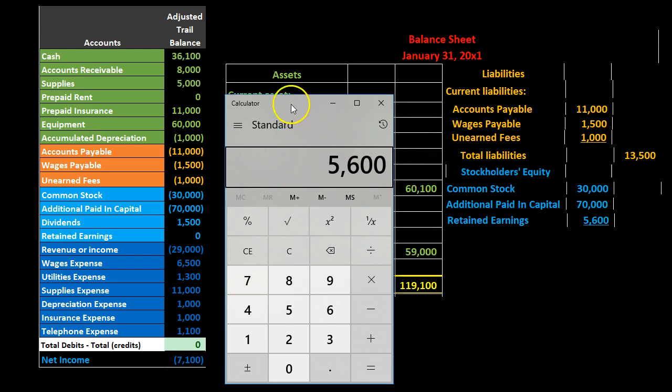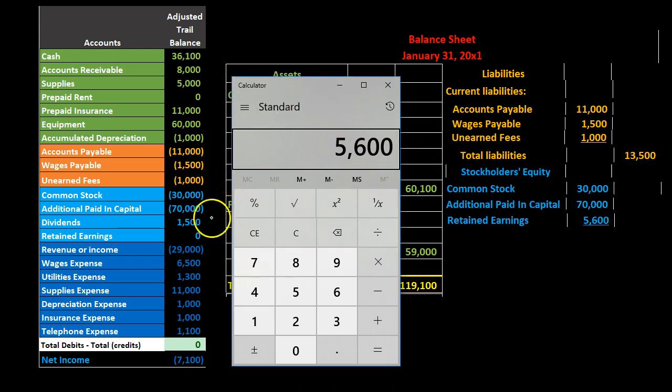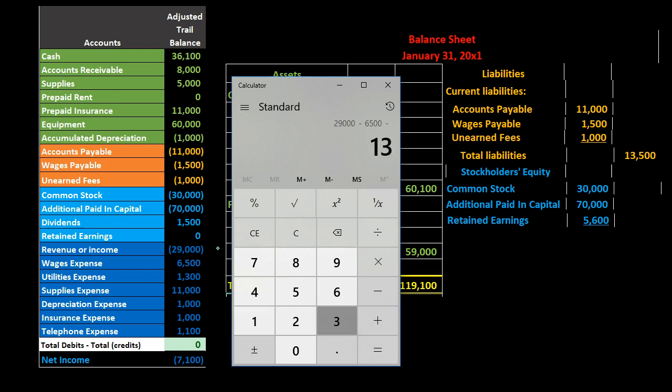So if you didn't have as nicely formatted a trial balance that didn't calculate net income for us, then you'd have to do a little bit more math. We'd have to say, okay, well, if we had 2 columns here and this was on the credit side and all the expenses were on the debit side, we'd have to say that the credits minus the debits pick up this retained earnings, meaning we would just have to do the math, 29,000 minus 6,500 minus 1,300 minus 11,000 minus 1,000 minus 1,000 minus 1,100. And that's going to give us the 7,100 minus the 1,500. So that'll give us it.